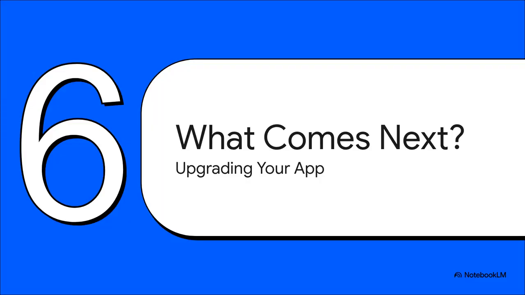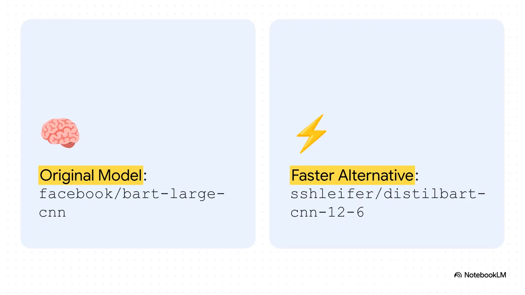So you've built it, you've shared it. What's next? Well, the real beauty of designing our app this way is how incredibly easy it is to change things up, to upgrade your menu. For example, let's say your summarizer is great, but you want to make it even faster for your users. No problem. You can just swap out that big, powerful model for a smaller, speedier alternative like DistilBART. Or maybe you need one that's specialized for legal documents or another language. The process is exactly the same.